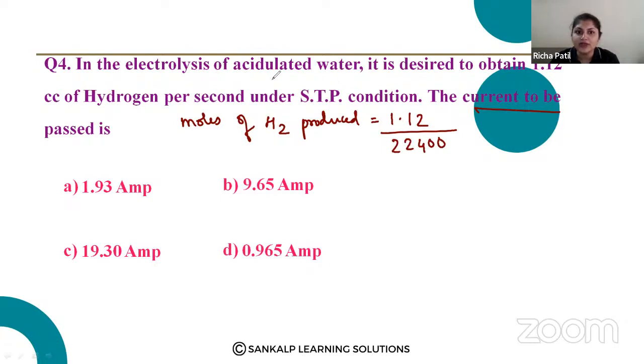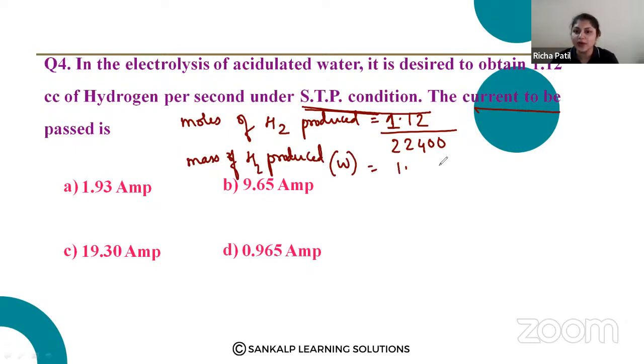In the electrolysis of acidulated water, it is desired to obtain 1.12 cc of hydrogen per second at STP condition. So whenever STP condition is there, you have to divide by 22,400, that is your standard temperature and pressure condition. So the mass of H2 produced: W is equal to 1.12 into 2 divided by 22,400. This answer you get is 10 raised to minus 4 grams.